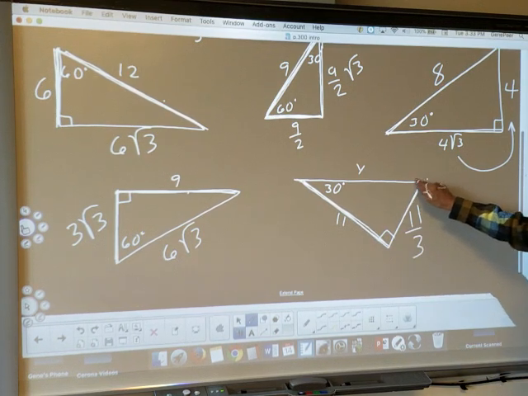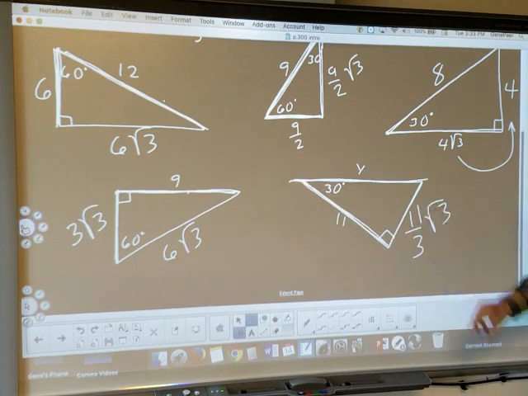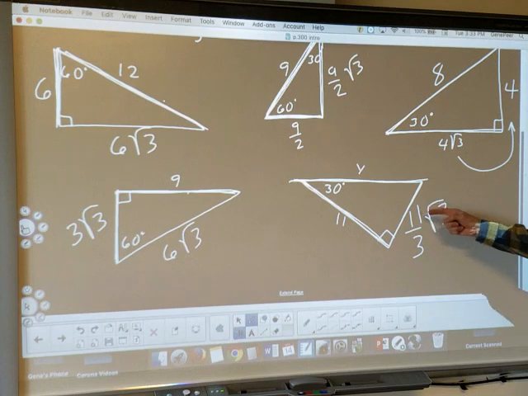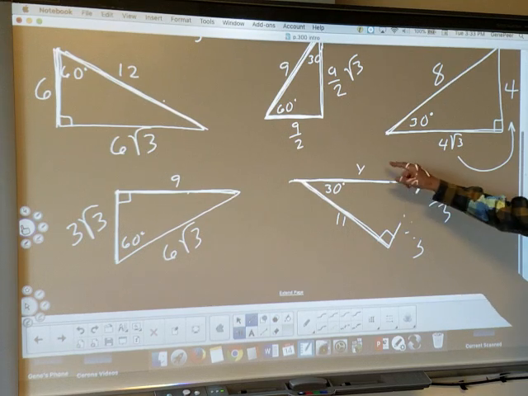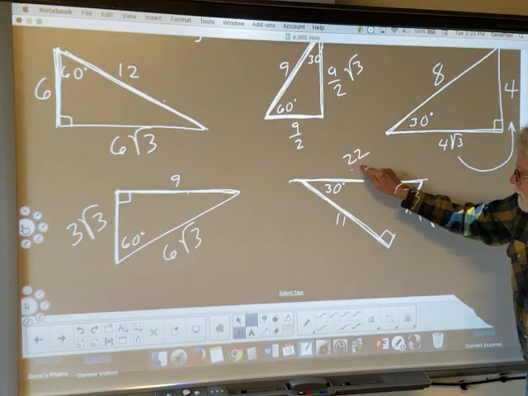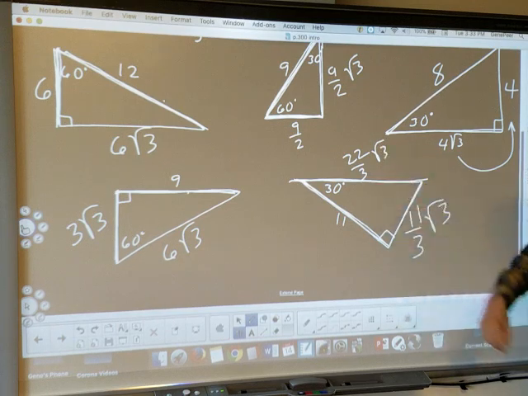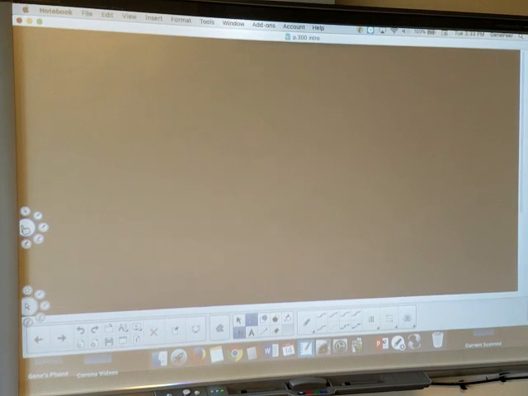Then short leg to hypotenuse, just double that. Yes, this was the same example we saw earlier. How do you double 11 thirds square root of 3? You get 22 thirds square root of 3. And that ends our examples. And I think that ends everything.